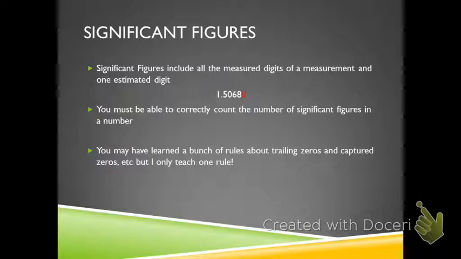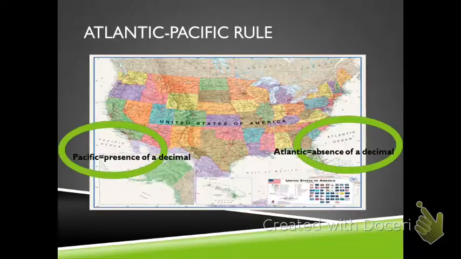This also comes into play when you read equipment. We will go over this in class so that I can guide you, but you must be able to estimate a digit when reading glassware in lab. You also have to be able to correctly count the number of significant figures in a number. Depending on your teacher, you may have learned a bunch of rules about trailing zeros and captured zeros and all this other junk, but I only teach you one rule that you must know to count the number of significant figures.